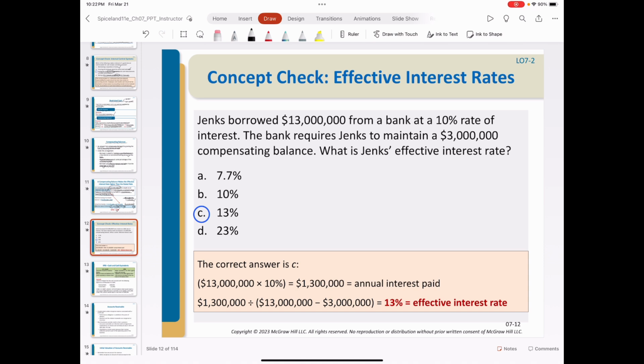Okay, following the prior example, we can calculate the effective interest rate. We just need the actual interest, which is determined by the stated face value of the debt multiplied by 10%. So that's the interest, while the principal is the amount after we subtract the compensating balance. The compensating balance was $3 million, so the total principal to calculate the effective interest rate will be $10 million. So finally, the effective interest rate is 13%, which is greater than 10%.